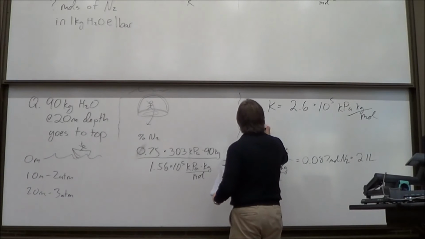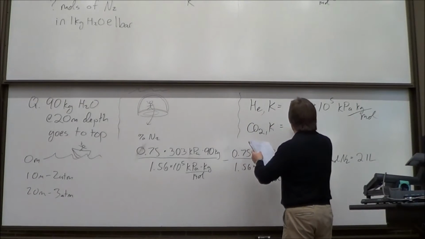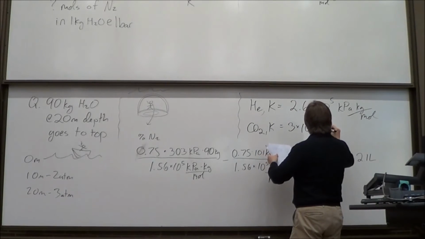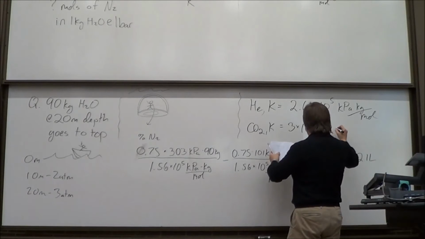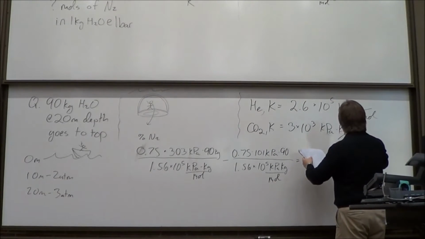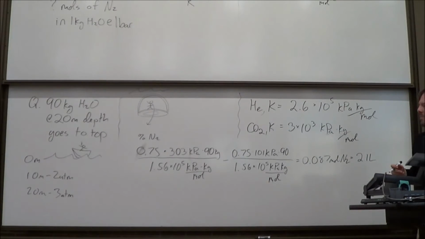Okay, here's CO2. The K is very small. And again, that's kilopascals per kilogram per mole. So I guess what you can take away from this is that the smaller the number, the better.